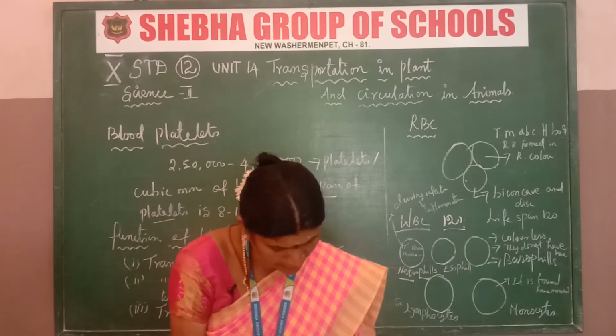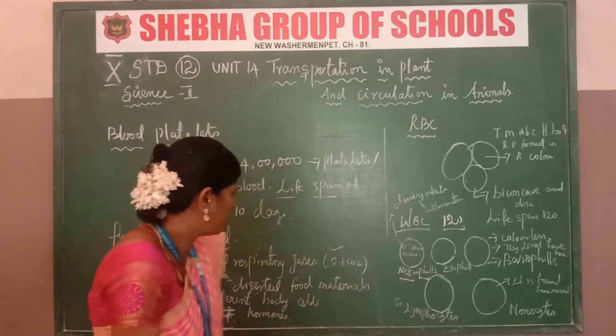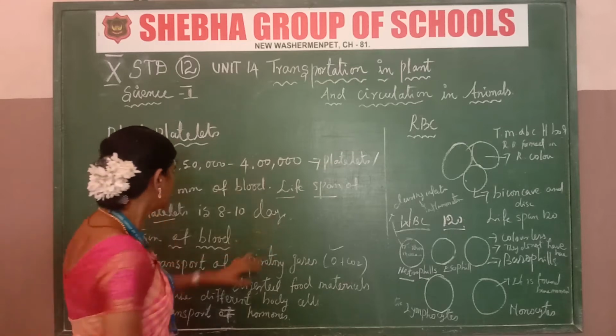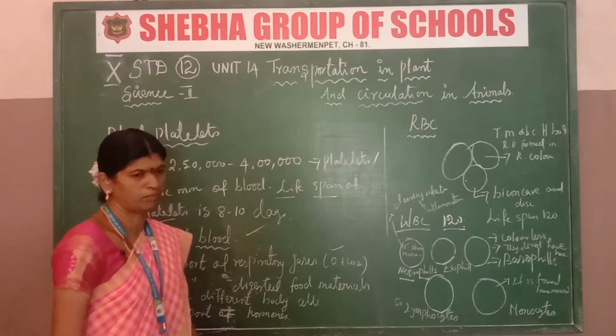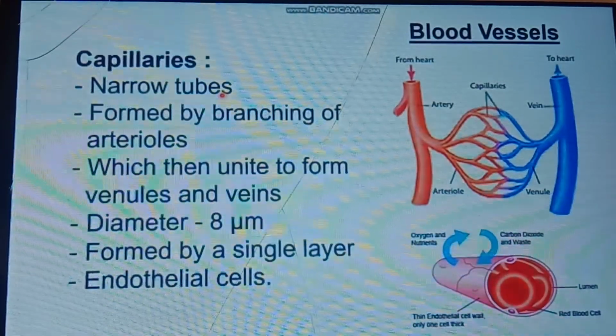Next is maintaining proper water balance in our body. Water balance is very important in our body. So that is the function of blood. It's clear? Next we are going to blood vessels.